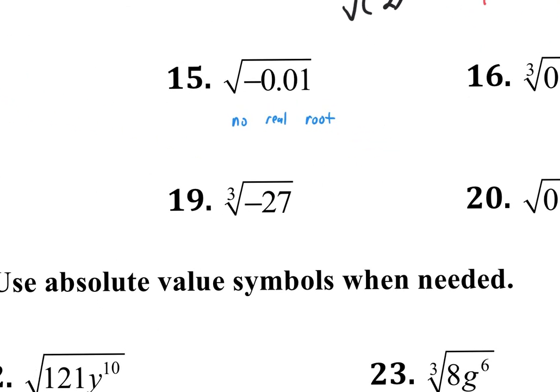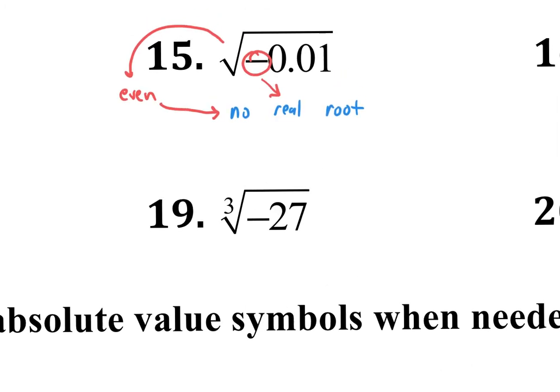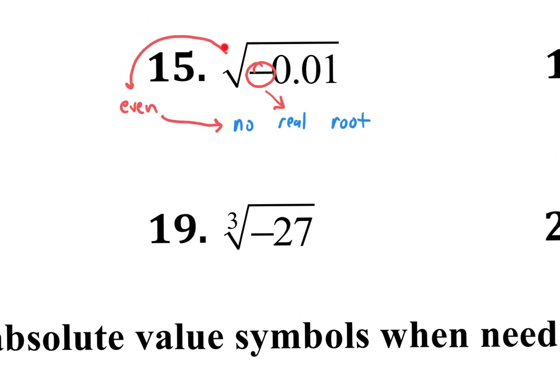What about number 19 there? Because this is even, the negative means no real root. This is odd. That's odd. So down here is just negative 3. Where did that come from? The cube root of 27, and then have that negative come with it.